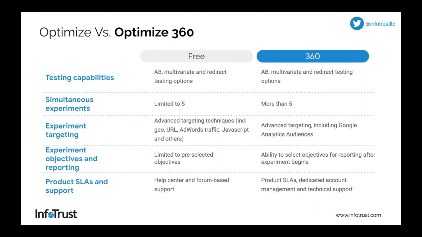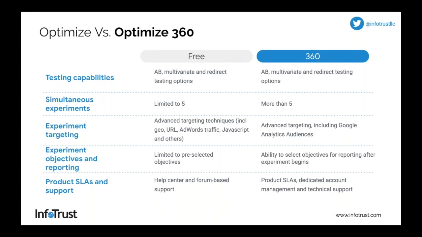In terms of simultaneous experiments, that's a place where the free versus enterprise version varies. With the free version, you're limited to 5 experiments at the same time. And with 360, of course, you can have multiple experiences above 5.